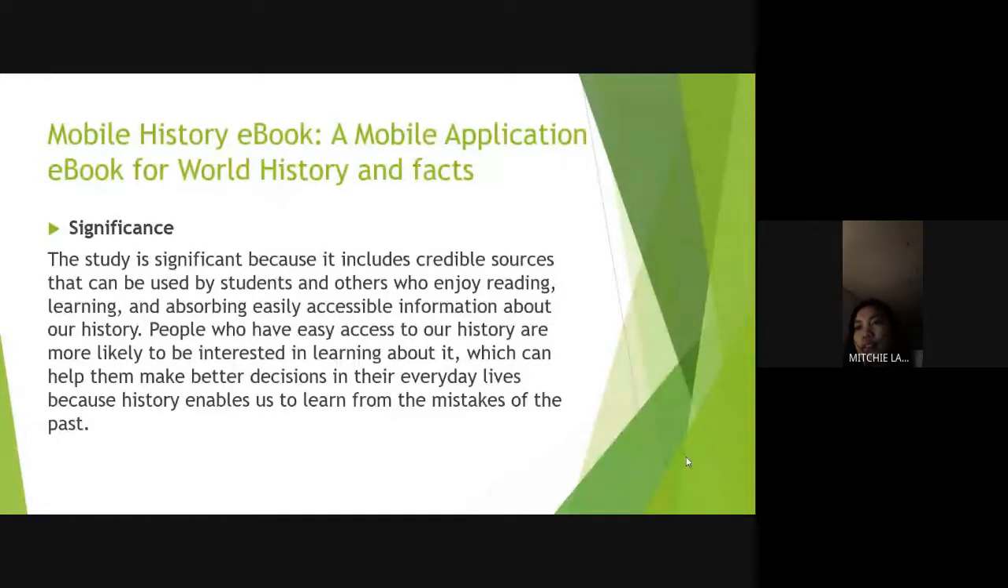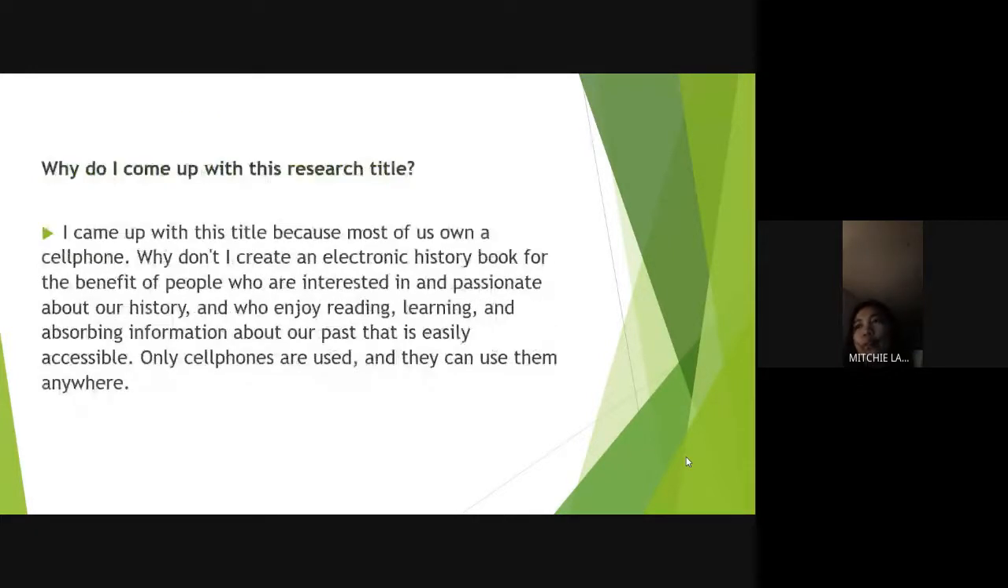So the significance of this study is that it includes credible sources that can be used by students and others who enjoy reading, learning, and absorbing easily accessible information about our history. People who have easy access to our history are more likely to be interested in learning about it, which can help them make better decisions in their everyday lives, because history enables us to learn from the mistakes of the past.